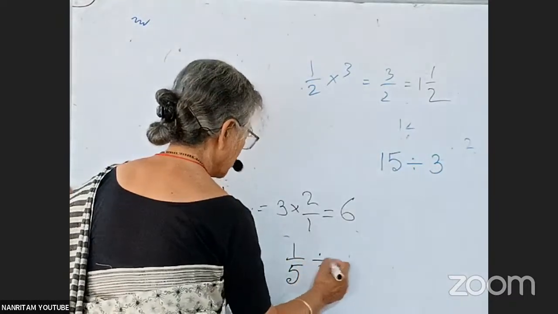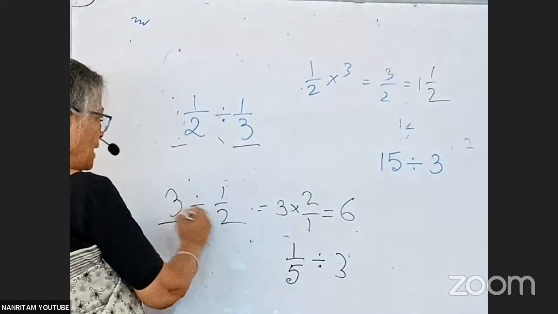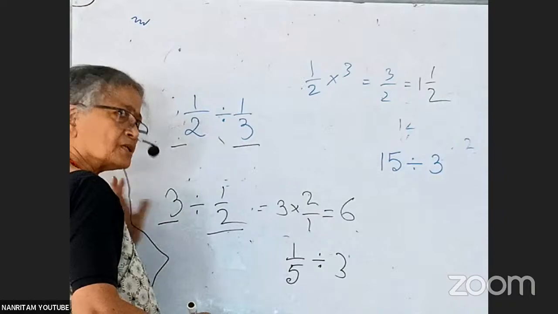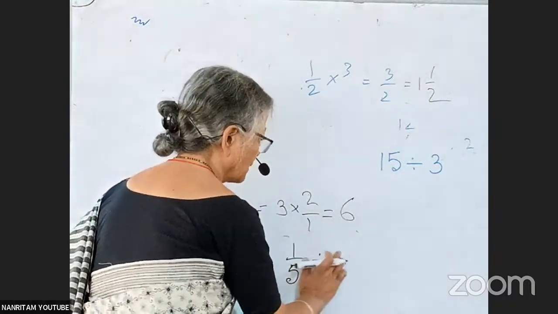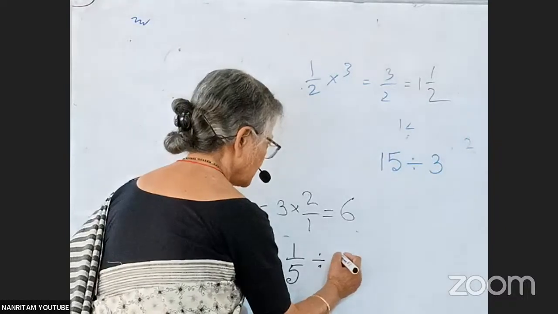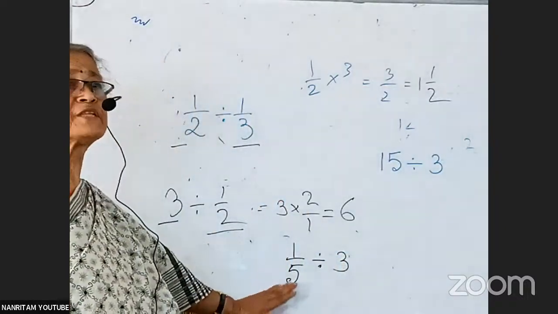Divided by fraction. Whole number divided by fraction, that you have learned. Then fraction divided by whole number. So 1/5 divided by a fraction. How to break this down?